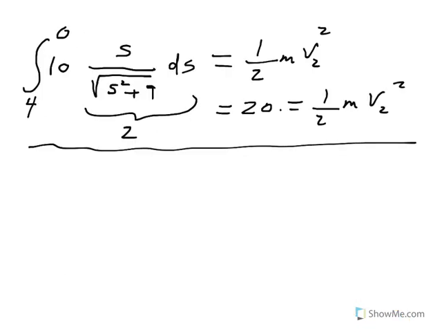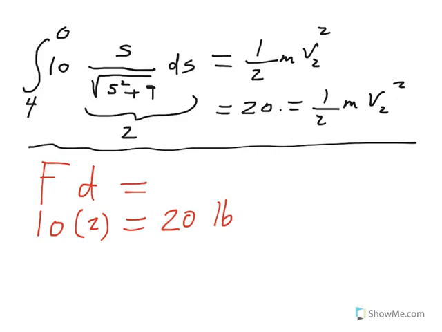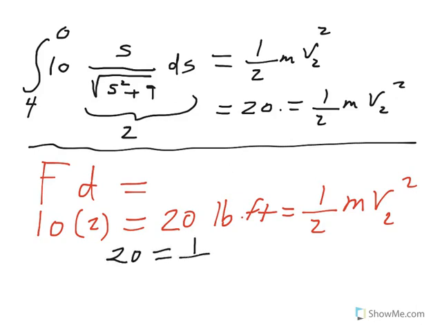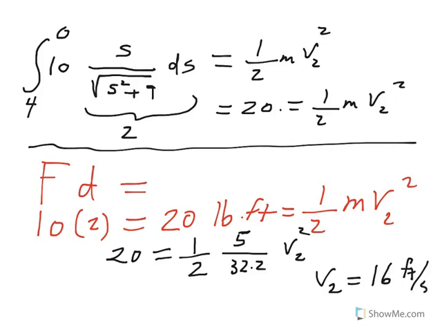So that's why I knew that the work of this force is going to be simply F times D, and that's a 10, and that's a 2. So the work actually is going to be 20 pound-feet, and this must be equal to what? 1/2 m v2 squared. So of course now go ahead and say 20 equals 1/2. Just be careful with the units. Mass is 5 over 32.2. You got to change that pound to slugs. And if you solve for velocity here, that comes out to be about 16 feet per second.